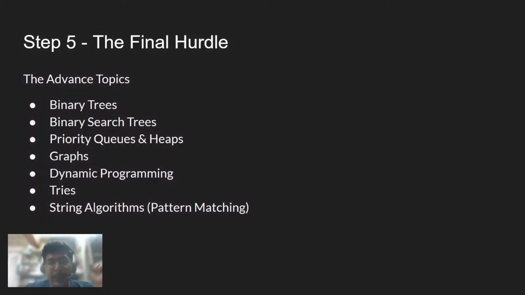Like for example, when I appeared for the online coding round for Amazon, there was a question on trees. So obviously it comes under advanced topics, so you need to make sure that you learn them if your target is top tier companies. And then there are priority queues and heaps as well. Very important topic. You need to understand how they function and what the time complexity is, because people usually tend to ask a lot of time complexity related questions on priority queues and heaps, because these are data structures which help you improve the time complexity of your code.